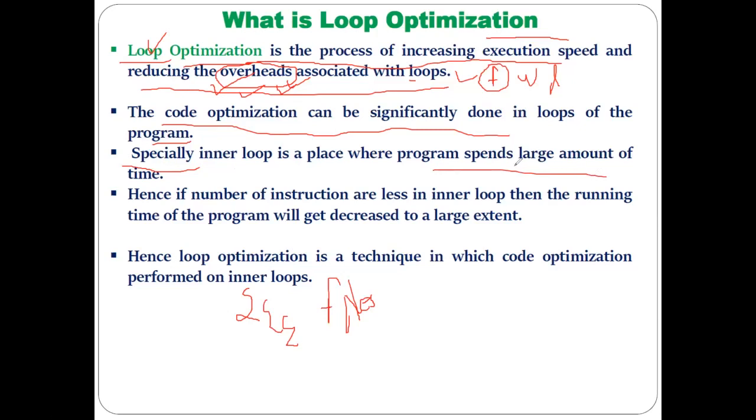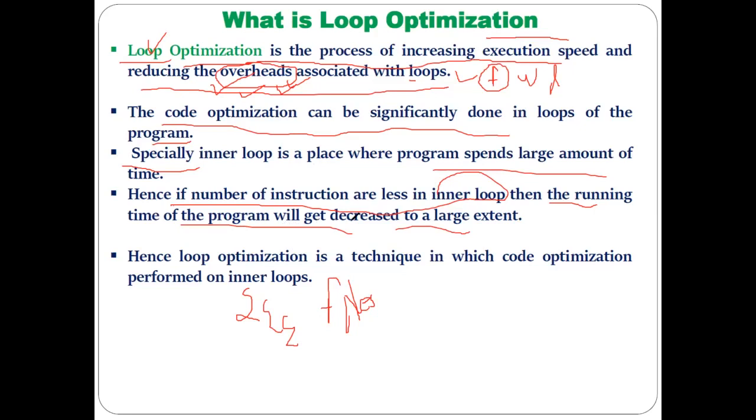That inner loop generally consumes a large amount of space, and it also requires a large amount of time for execution. So if the number of instructions in the inner loop is less, then the running time of the program will decrease to a large extent. So through loop optimization, the compiler tries to remove unnecessary instructions from the inner loops. Understood.